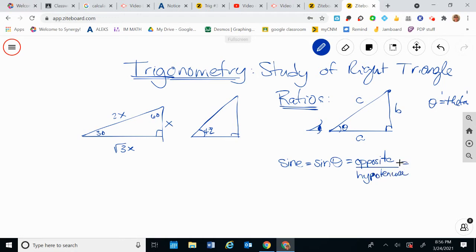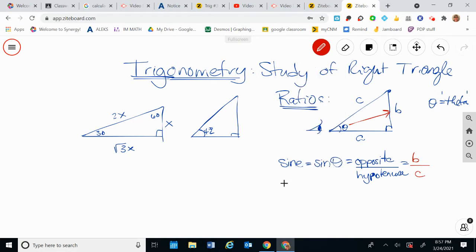In this case, you can always find the opposite side because it is the one that you can draw an arrow to. So the opposite over the hypotenuse is B over C. That is the ratio, B over C.